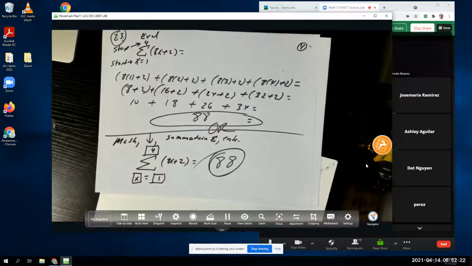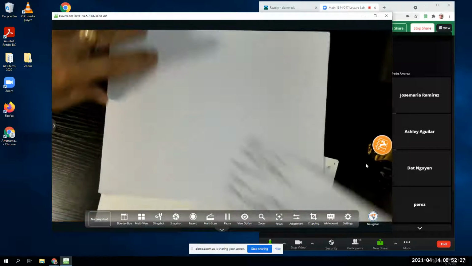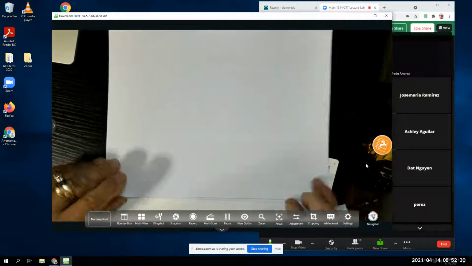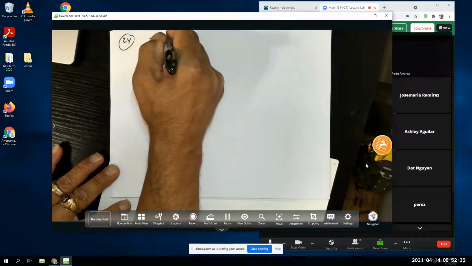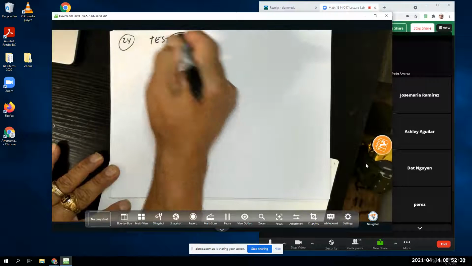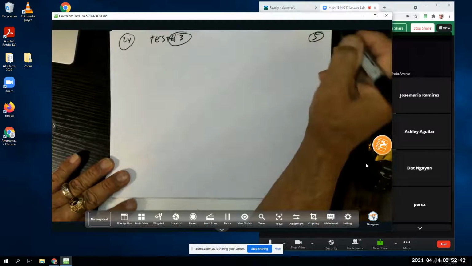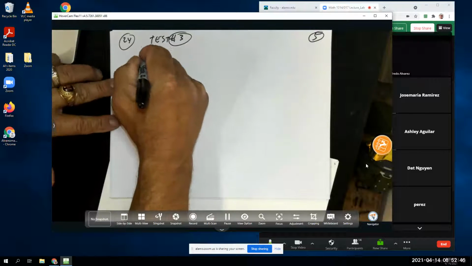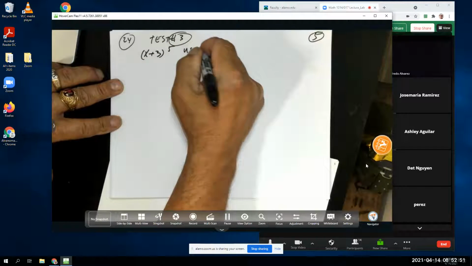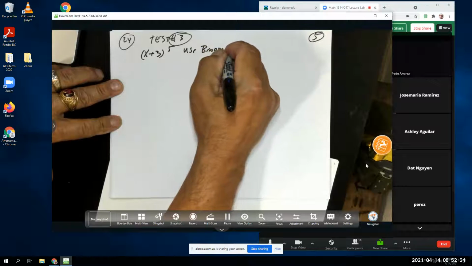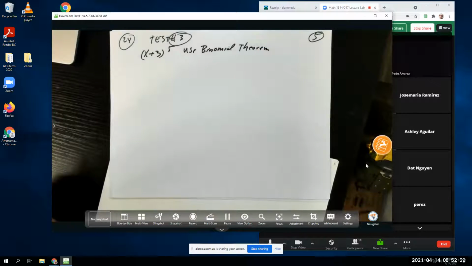Let me get some new papers right here. Okay. All right, number 24. Test 3, 5. All right, the next one looks like this. It says x plus 3 to the power of 5. And it says to use this. Use a binomial theorem.